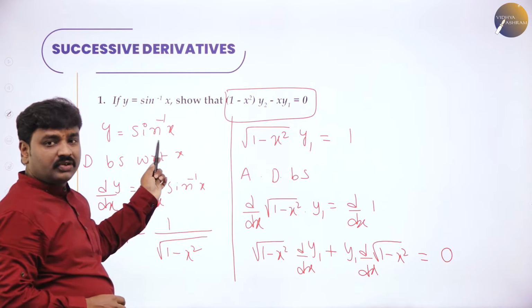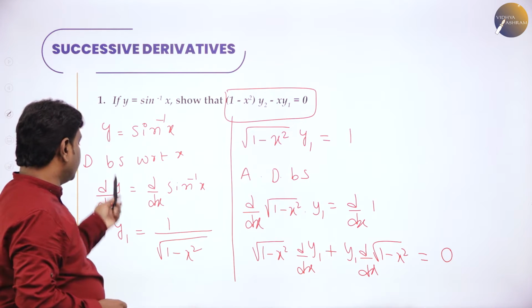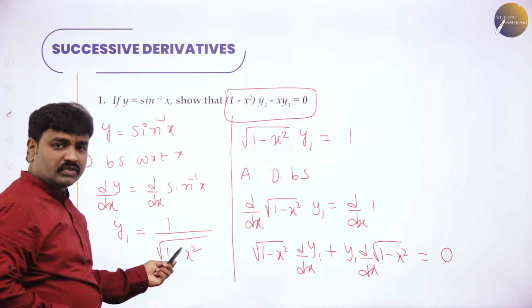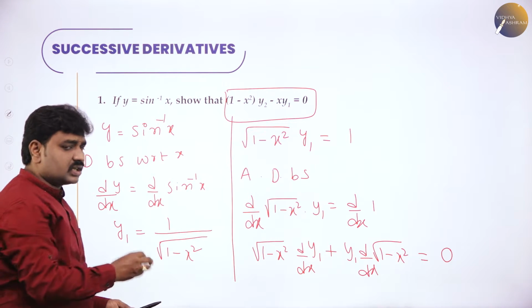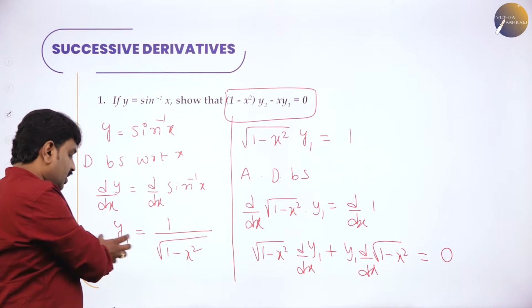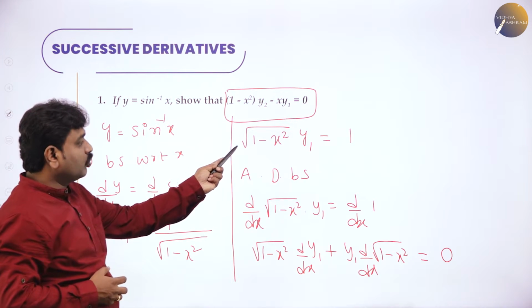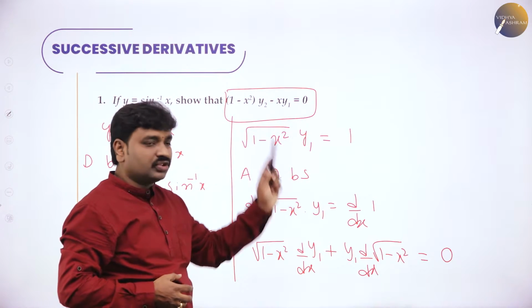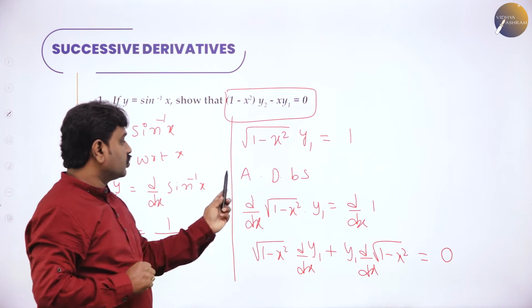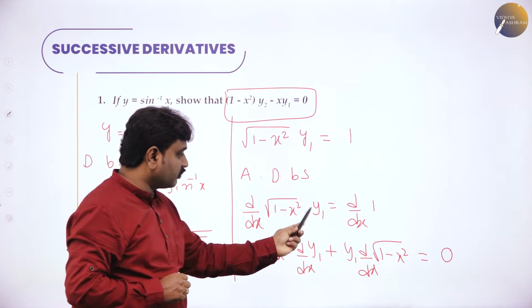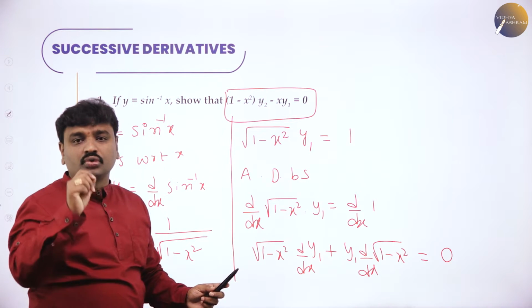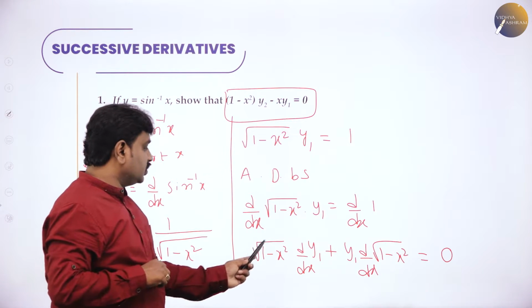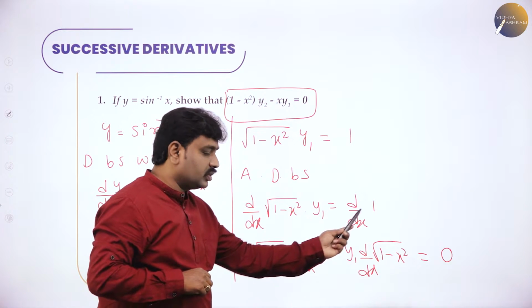They give y is equal to sin inverse x, differentiate both sides. The derivative of y is y1, the derivative of sin inverse x is 1 by root of 1 minus x square. After this, the next step is you can directly differentiate or use a technique. Bring this denominator to LHS, it will become a product. So it will become root of 1 minus x square into y1 equal to 1. Now you differentiate. In LHS, d by dx of a product of two functions. In RHS, d by dx of 1. If you have a product of two functions, you should use what rule? Product rule. First into derivative of second plus second into derivative of first.